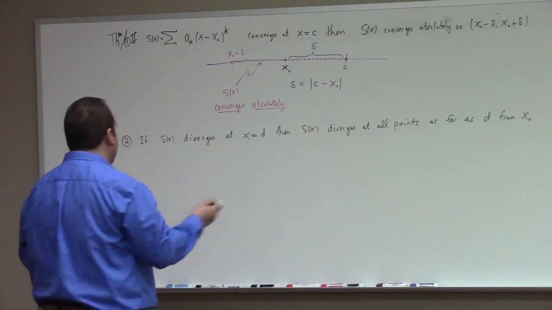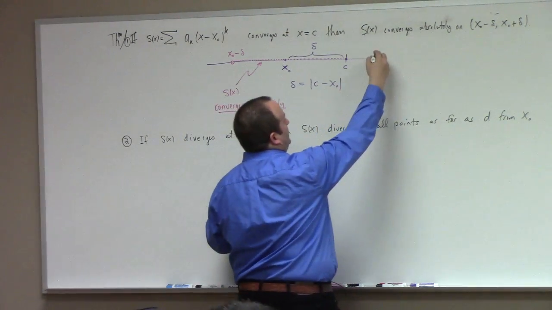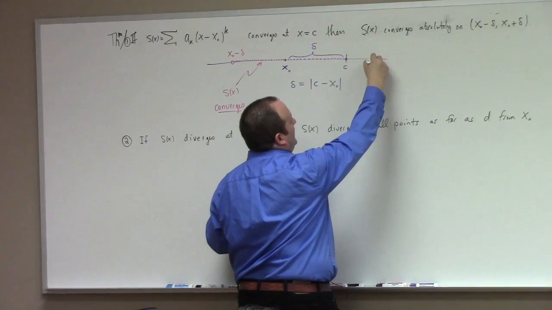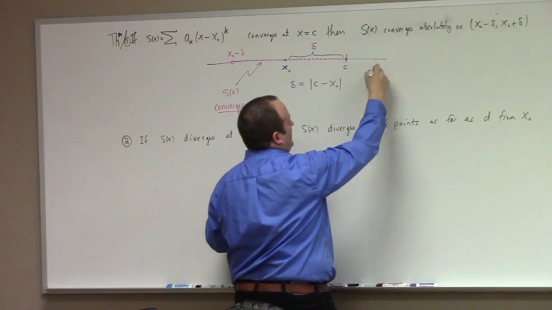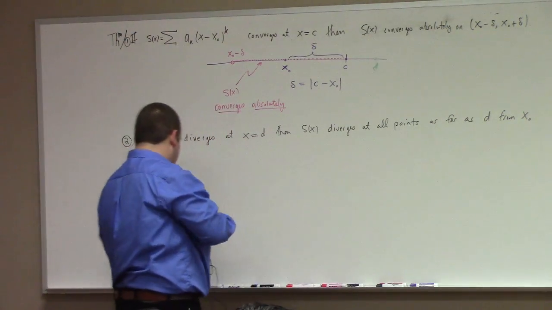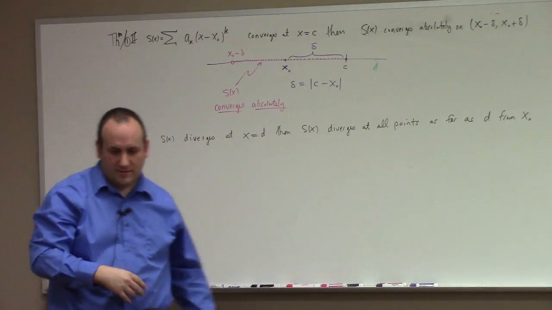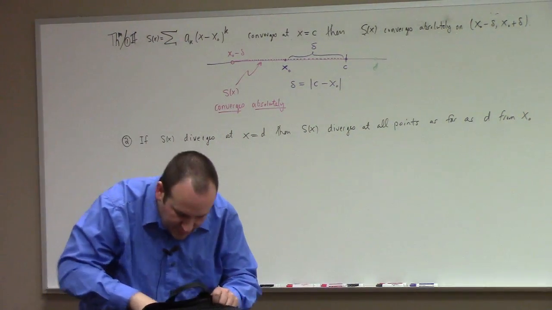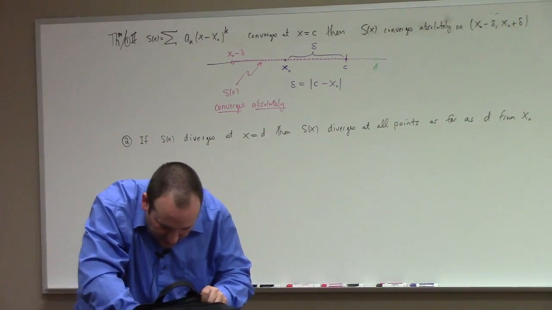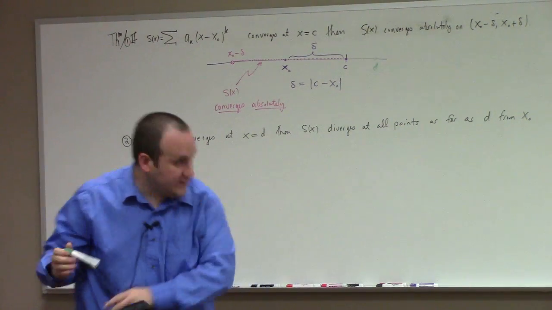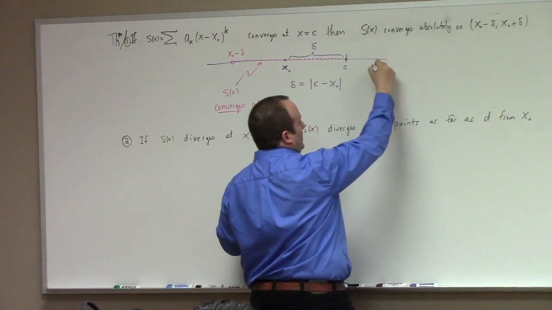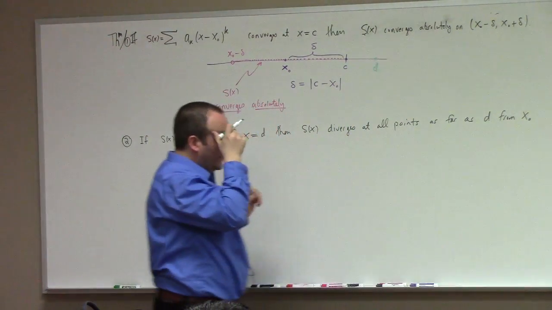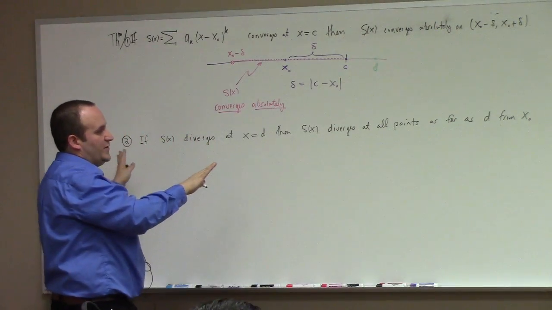Okay, let's see here. So I like to think about d being over here, say. Oh man, this marker doesn't have long to live. All right, so I'm saying suppose that the series diverges over here. Then I said s of x diverges at all points as far as from d.